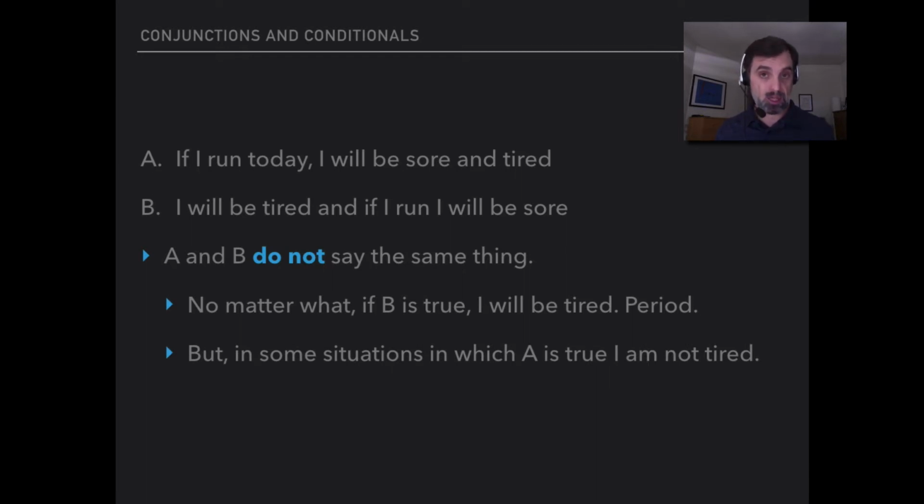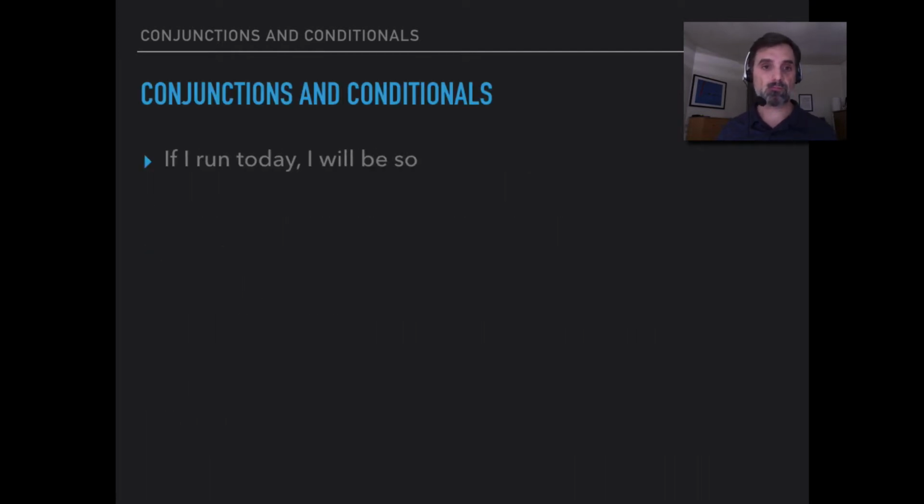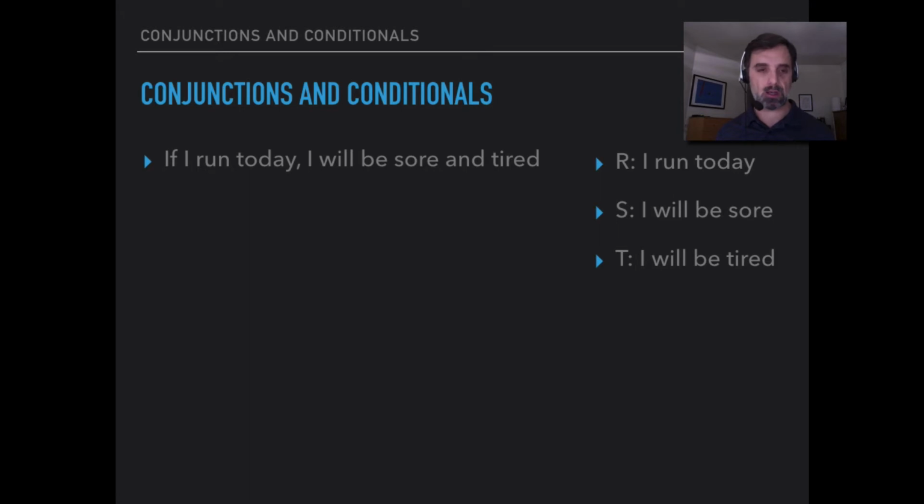And our symbolizations of them are also going to need to be different, and the way they're going to end up being different is by our use of parentheses, by our punctuation. So let's see how that happens. Let's start with, if I run today, I will be sore and tired. So R will be, I run today, S, I will be sore, T, I will be tired.